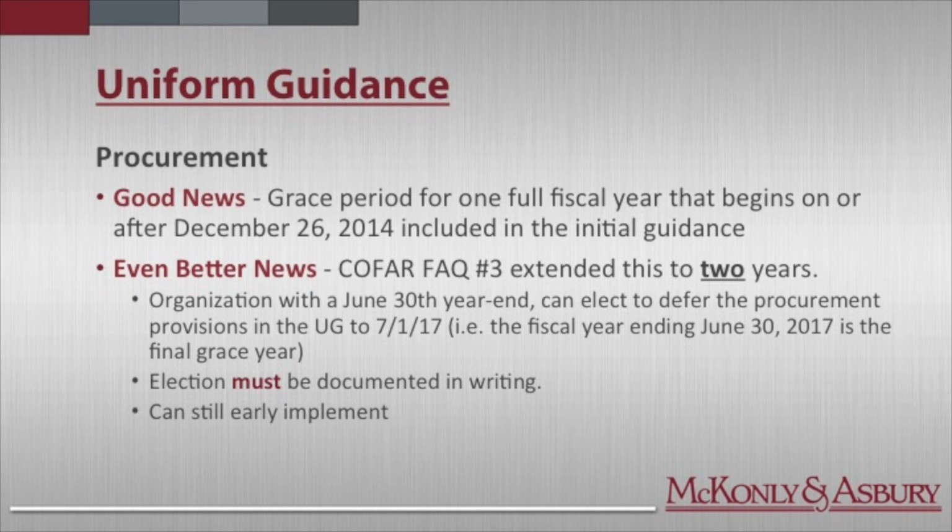So an organization that has a June 30th year end can elect to defer the procurement requirements of the uniform guidance, now just the procurement requirements, not all of the uniform guidance, until the fiscal year ending June 30th, 2017. Essentially, they have to become compliant with the new procurement requirements on July 1st, 2017, if that election is made. That election has to be made in writing, and it has to be documented and maintained by the nonprofit organization, and you can still early implement the procurement requirements.